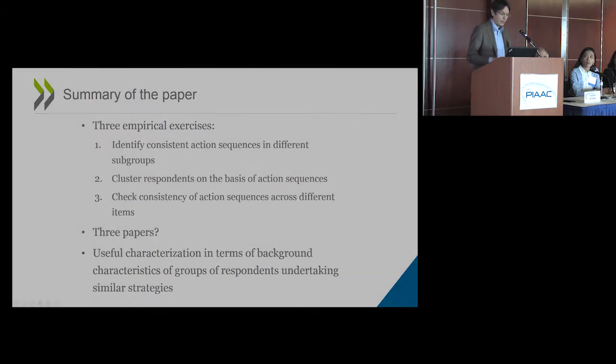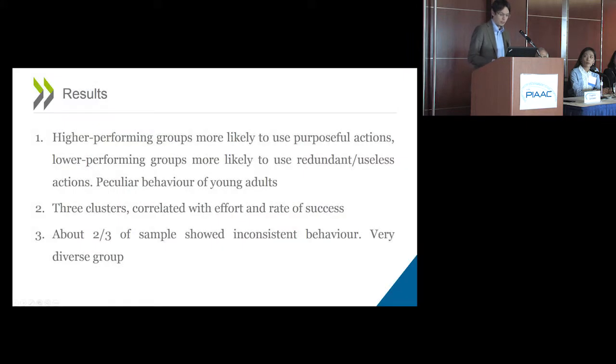In terms of the results, from the first exercise, we see that higher performing groups are more likely to use purposeful actions, and lower performing groups are more likely to use redundant or useless actions. I found very interesting the fact that young adults have a very peculiar behavior. It did not emerge a lot in the presentation, but I think it's a very interesting point.